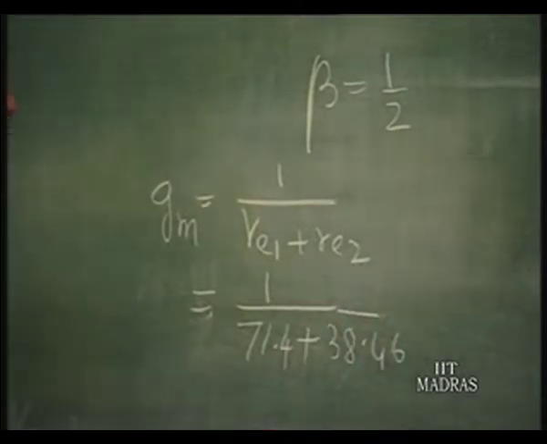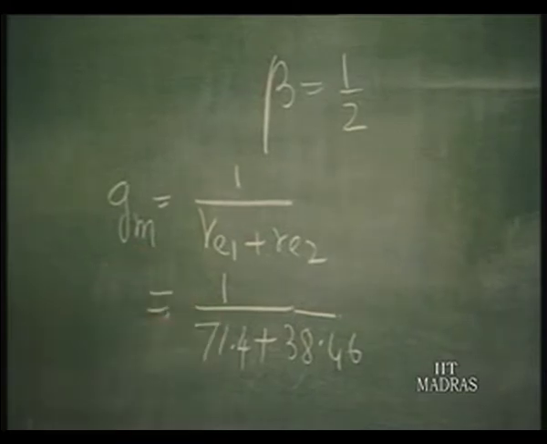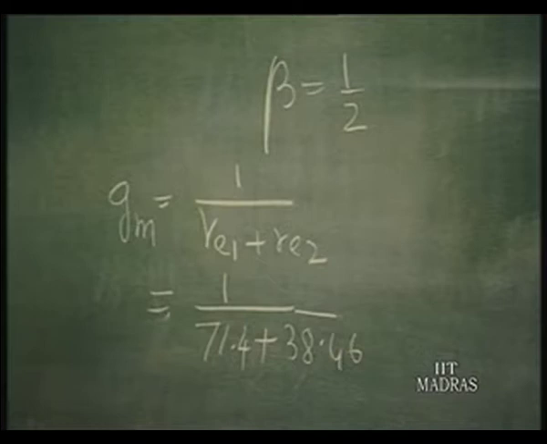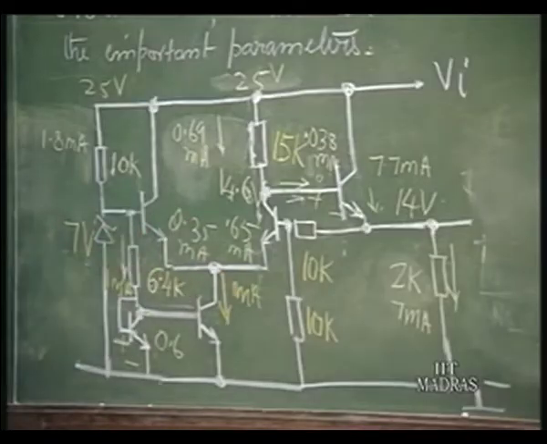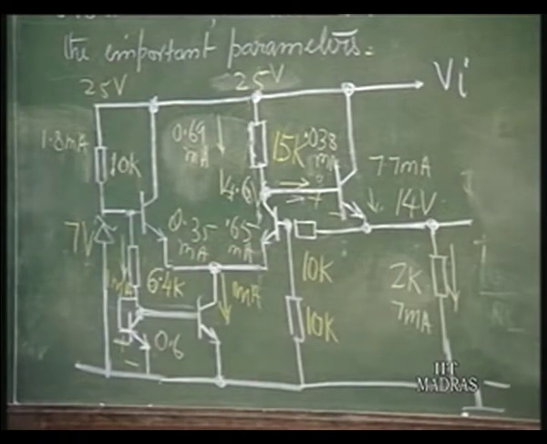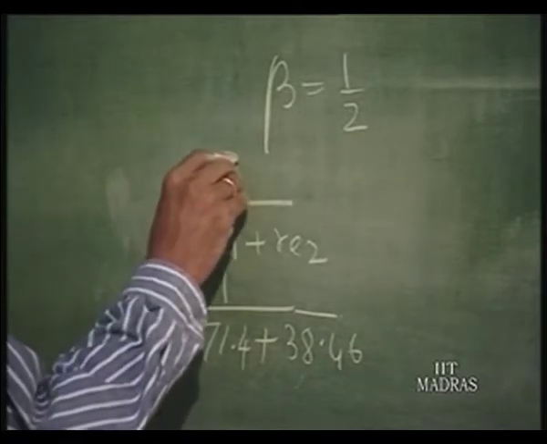So, this is the gm of the transistor stage, multiplied by RC by 2, because it is single ended. This need not be divided by 2, because this is the total resistance. So, this is the gm, okay, into RC.